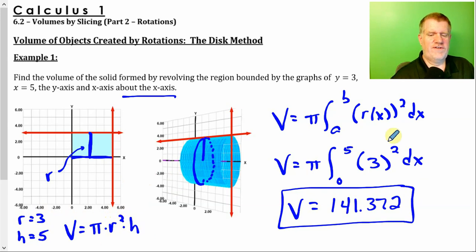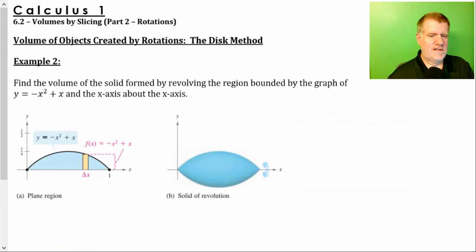So you kind of see how that all fits over here? The pi r squared is here, here, and here. The h is from 0 to 5. Technically, it's our height. Now, if you plug in 3 and 5 into this equation, you're going to get 141.372. Okay? So, our goal is always to find the radius.